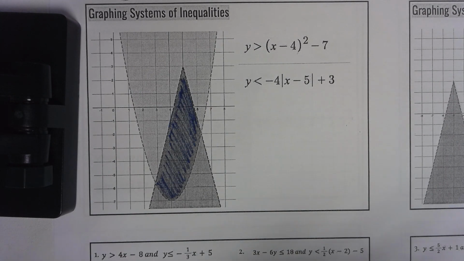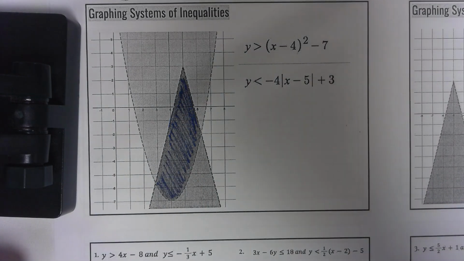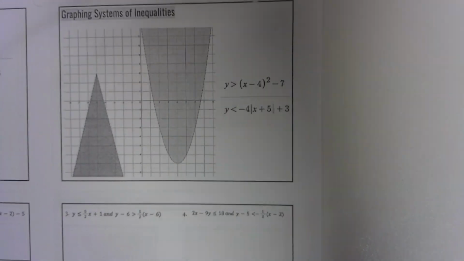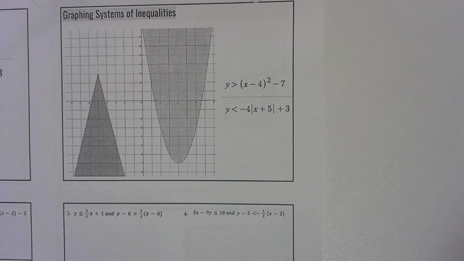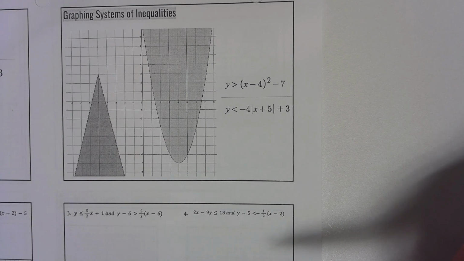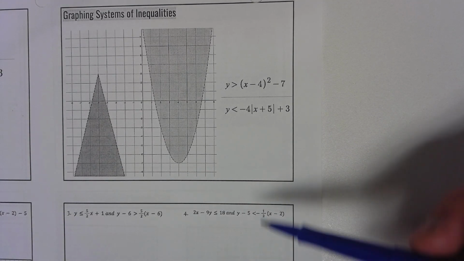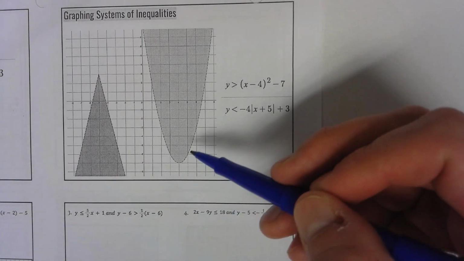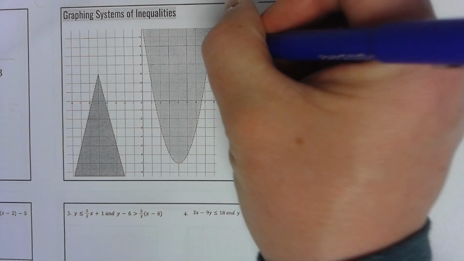Again, it's possible, if we had an absolute value and a quadratic, or quadratic and quadratic, or absolute value and absolute value, that there may not be any overlaps. It could be the case where we have a quadratic and an absolute value graph where we shade on the inside of those shapes, and thus there's no overlap, and thus this would be a no solution.